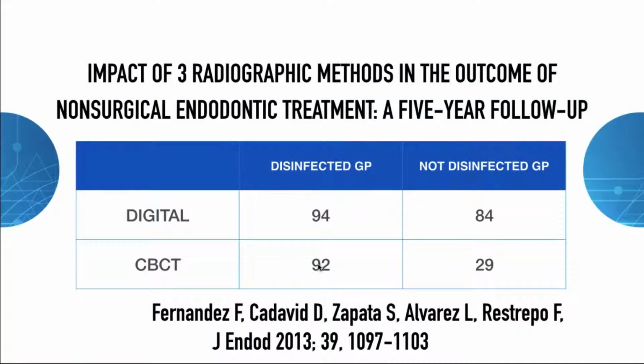And one of the studies that had the most impact on me was a study by Dr. Fernandez and his group, where he looked at the success rate of root canal treatment evaluated digitally and evaluated by cone beam, but whether or not disinfected gutta percha cones or non-disinfected gutta percha cones were used, where all the other steps were followed properly, and this was the only parameter that was not followed. And you can see from the chart how significant it is to disinfect your gutta percha cone prior to obturation. The success rate will depend on it.